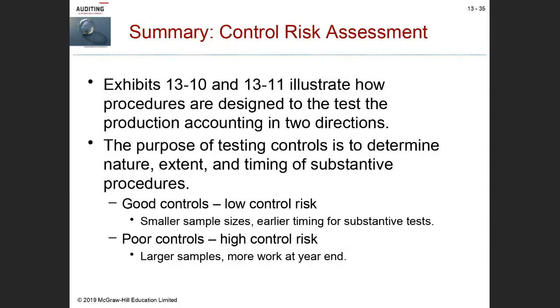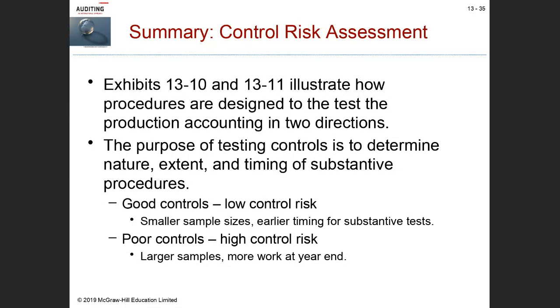The summary of our control assessment in terms of how it affects the substantive procedures we've already talked about, right? So again, good internal controls means internal control risk is low. The effect on substantive procedures, we have smaller sample sizes, meaning we do less work, and we can do more of our work before the end of the year. That's what they mean by earlier timing.